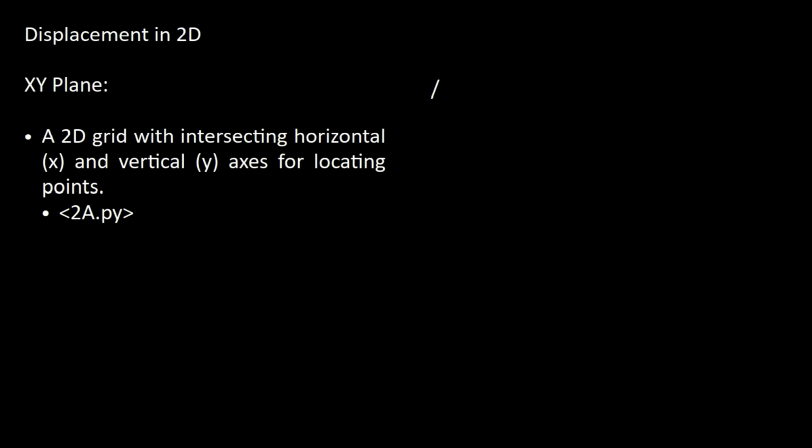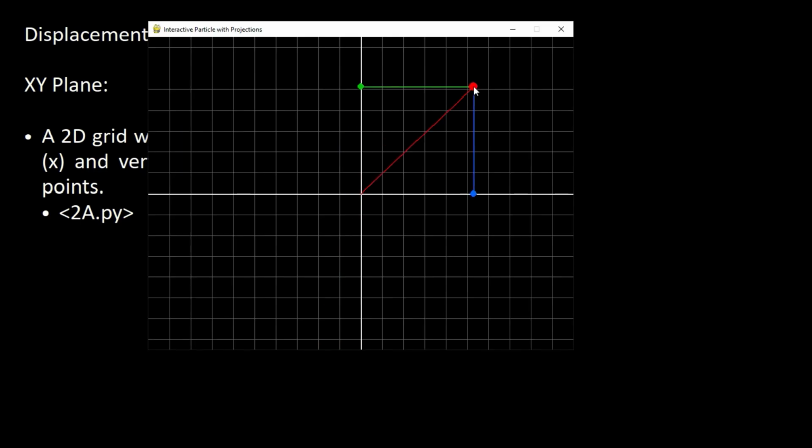So let's start with the first aspect of two-dimensional motion, that is the displacement. The very first thing that we need to know is our XY plane: a 2D grid with intersecting horizontal and vertical axes for locating points. That's our XY plane that we have seen over here. The grid system that we're looking at is our XY plane. So we have the X and Y over here.